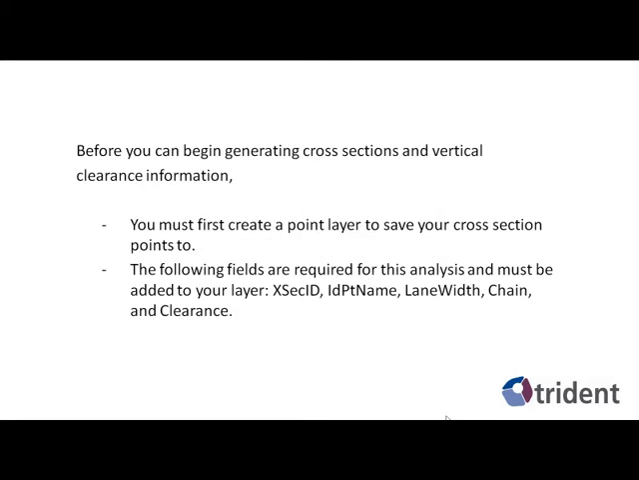Before you can begin generating cross-sections and vertical clearance information, you must first create a point layer to save your cross-section points to. The following fields are required for this analysis and must be added to your layer. These fields are automatically populated by this module: cross-section ID, ID point name, lane width, chain, and clearance.